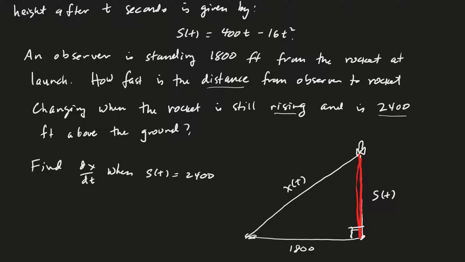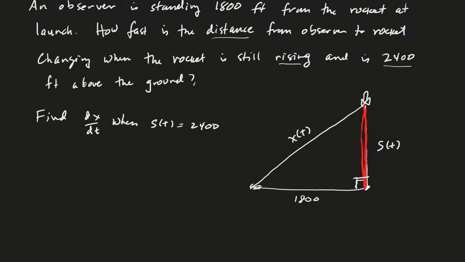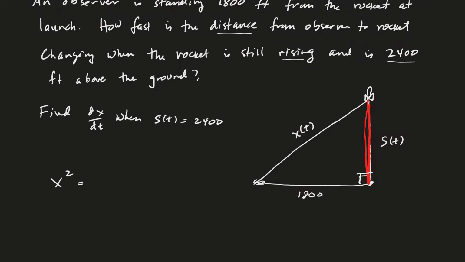Okay, that probably didn't take too much time. You're using the Pythagorean theorem, so therefore x squared is equal to 1800. Well, let me be explicit here, because x and s depend on t, so that's x of t squared equals s of t squared plus 1800 squared. Okay, now I could have taken the square root of both sides, but it's kind of a pain to have to differentiate the square root, so I don't usually do that.